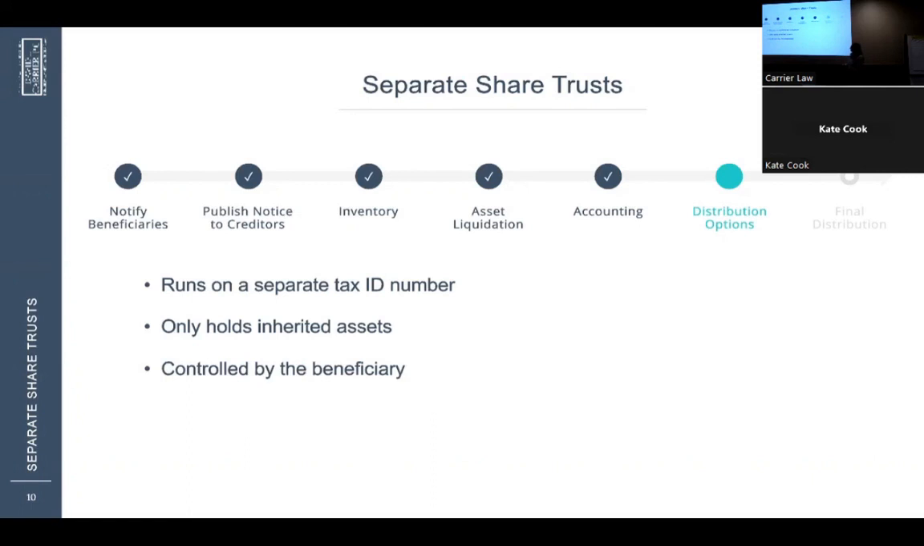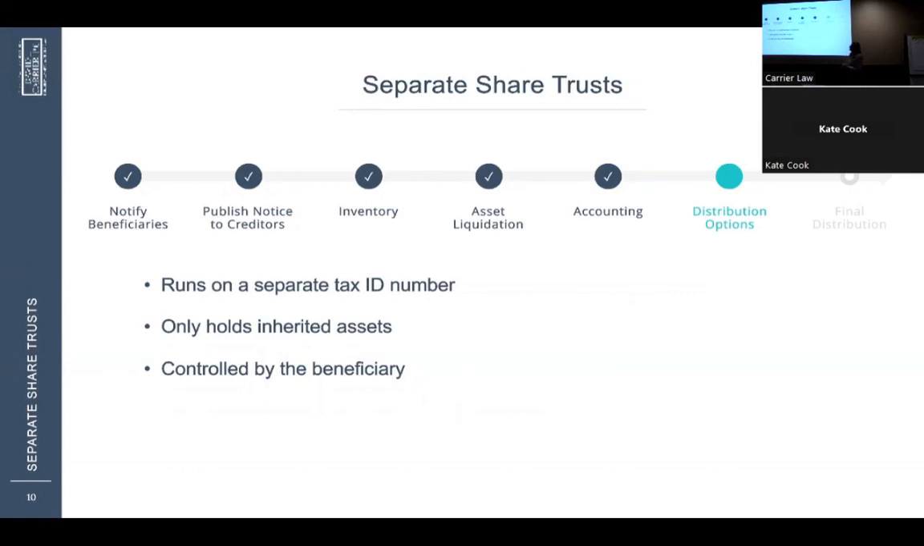All right, so this is referring to what we call a separate share trust. This is specific to only the trusts that we create at our firm. Each of our trusts have the option for beneficiaries to receive their inheritance in a separate share trust. And this allows the beneficiary to protect their inheritance from any creditors that they might have. And it's also a good option for any beneficiaries who may be receiving income-based government benefits that could potentially be impacted by receiving a lump sum inheritance.